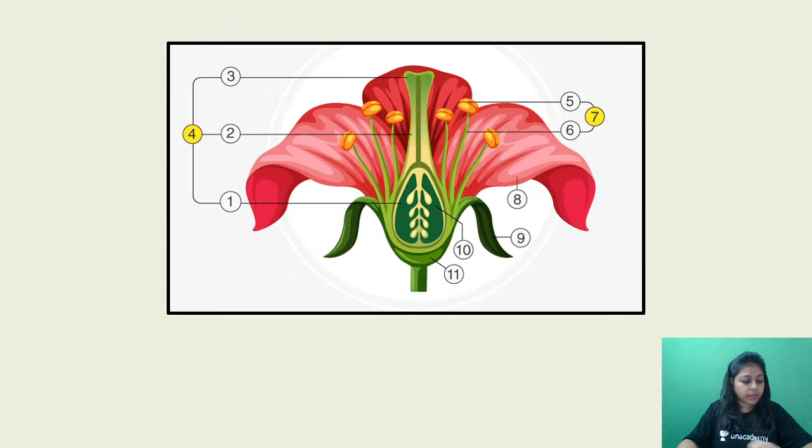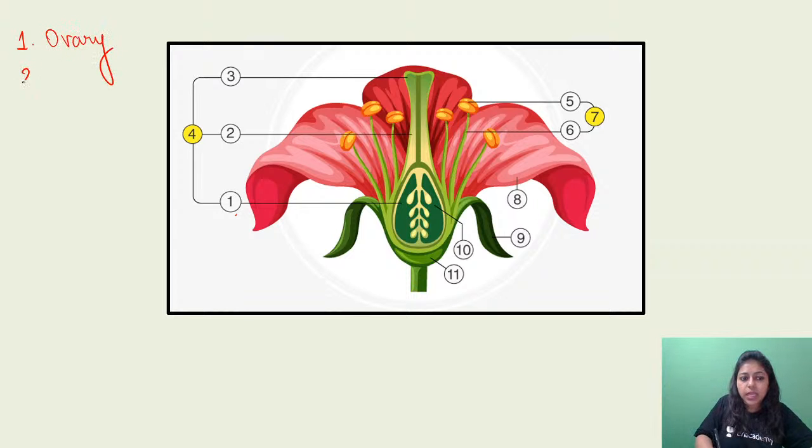So now what do we do? Let's mark them. Who will tell me which is the first one? Tell me which is the first one. This part. Yes, this is the ovary.